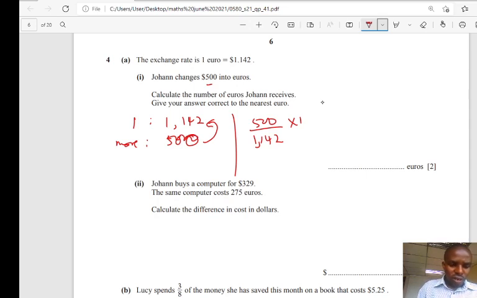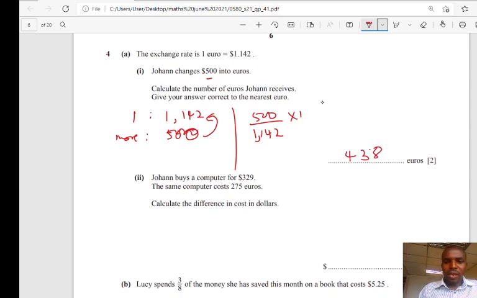1.142 here. Then you get, let me change, 437, which is 438 euros. Like this.